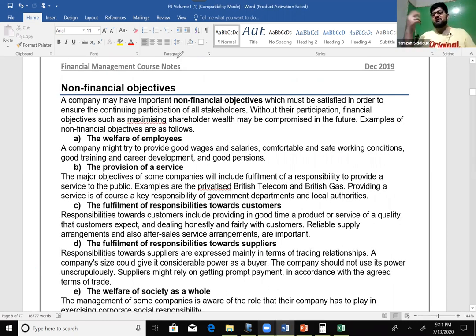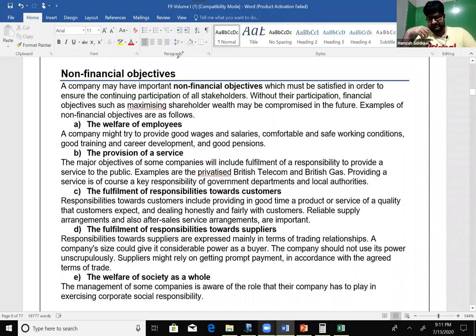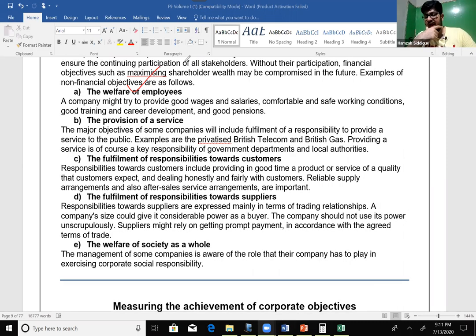Then businesses have non-financial objectives as well. What are those? The first one is the welfare of employees. You want to pay them well. You want them to have good wages, a comfortable environment. You want to improve their careers, good pensions. Yes, these are also objectives.